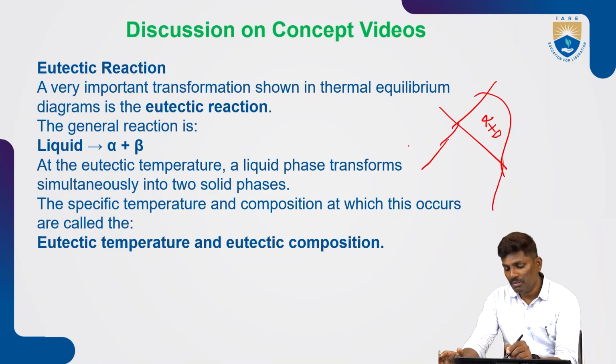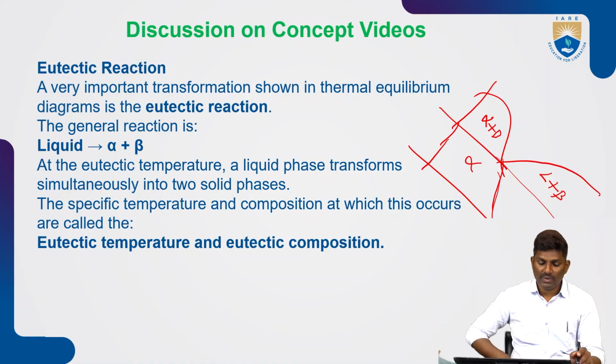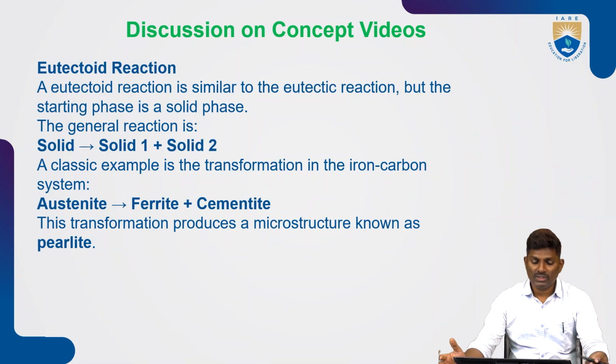And at some point here you have only the alpha. Here again you have some liquidus like that. So this is the transformation what you try to understand. This type of reaction is called eutectic, temperature eutectoid. Next, a solid is being converted into 2 solids, then the type of reaction is called eutectoid reaction.